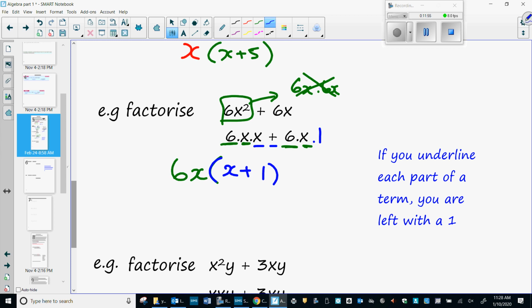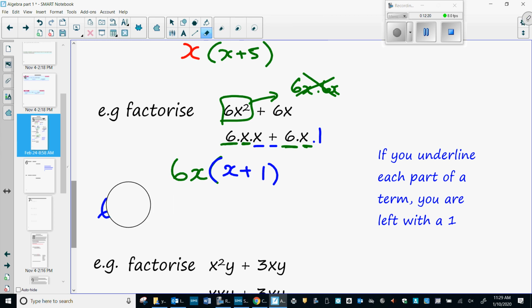If I had 2 terms here at the beginning, I'm going to have 2 terms in my bracket. So you couldn't have written 6 and in the bracket x squared? No, because that would be the same situation as if we had 6x squared plus x, we've still got something common. And so we haven't fully factorized this.